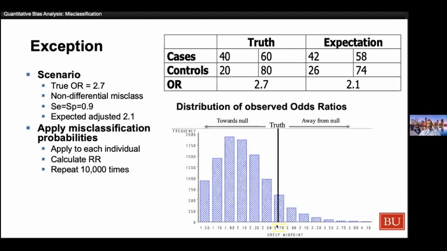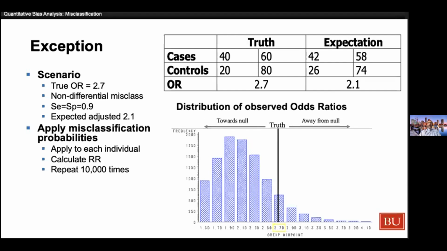So 2, that's the true value. All of these results, so this is a histogram of all of those 10,000 results. And what you're looking at here is what looks like almost a normal distribution. And all of the results to the left of the truth represent cases where the bias was towards the null, which is what we expected. And this distribution is centered on 2.1 because that is where the expectation is. But you can see in a minority of cases, the bias was actually away from the null. Not often, but sometimes that happens.